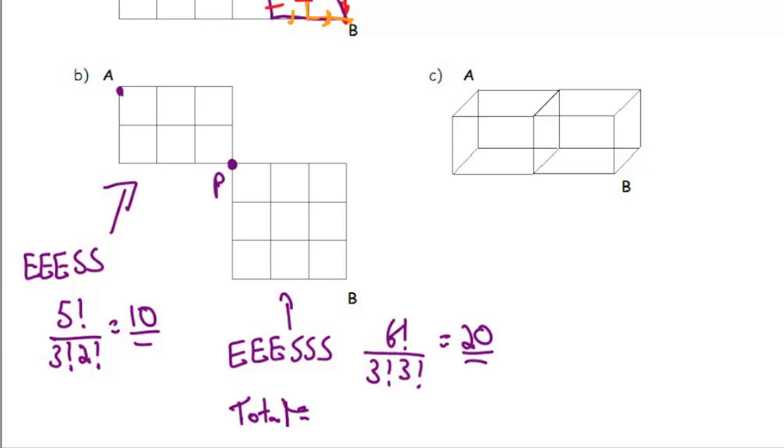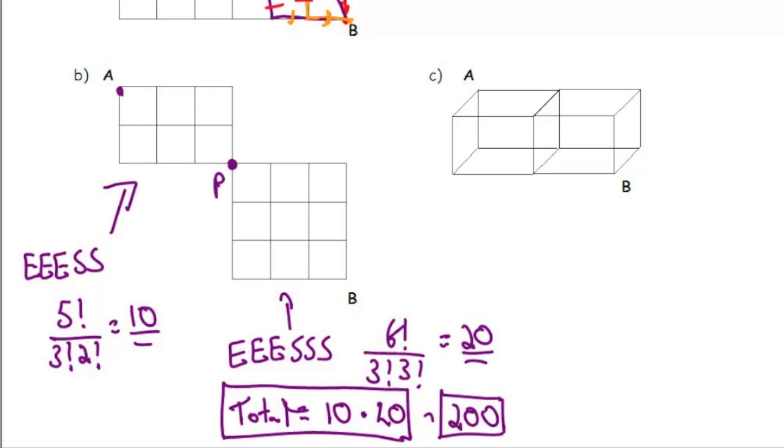Well, back to the fundamental counting principle. We have two different situations to deal with. Multiply them together. The total has to be 10 for the first part to get to P, and then times 20 to get from P to B, giving us a total of 200 permutations for this situation. So we had to break it up into 2 steps, and once we did, the mathematics was relatively straightforward, provided you understood that at the end, you're basically just counting by multiplying.